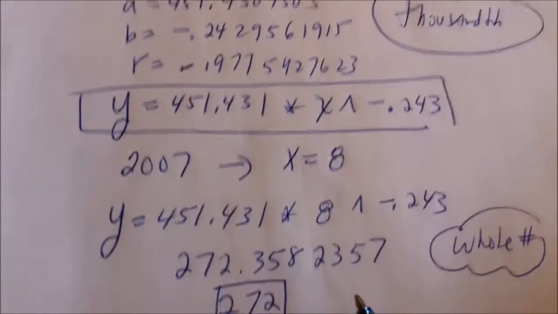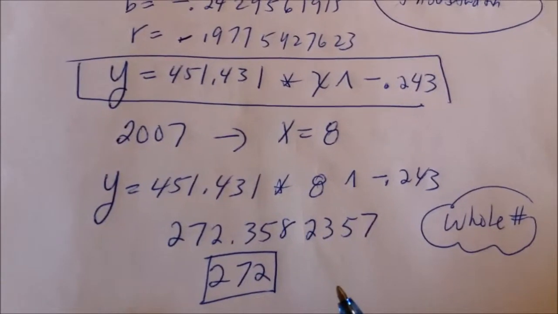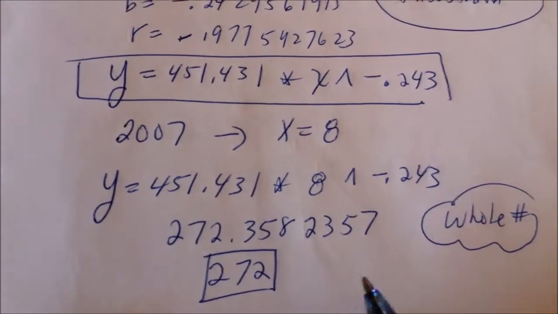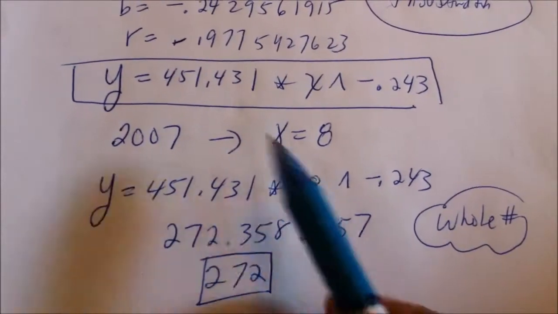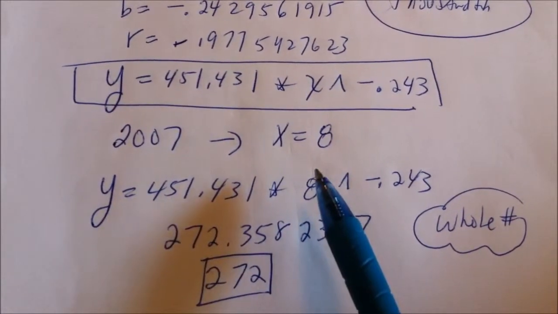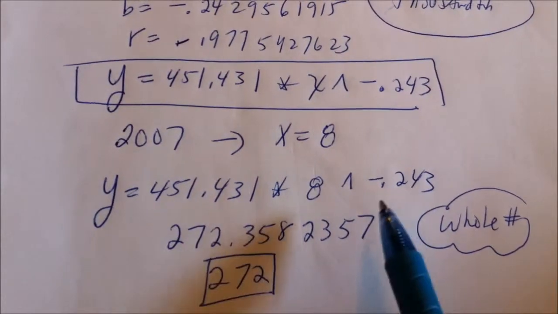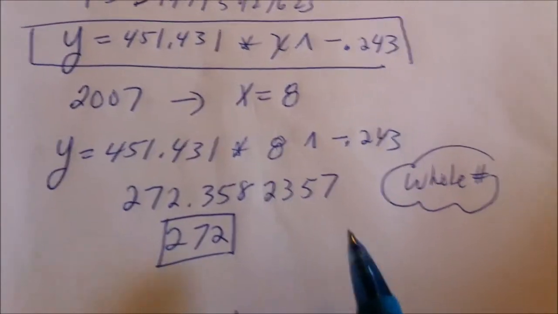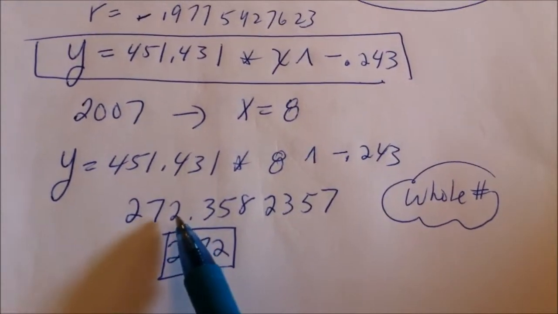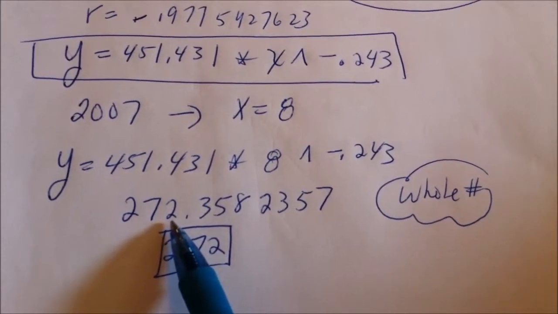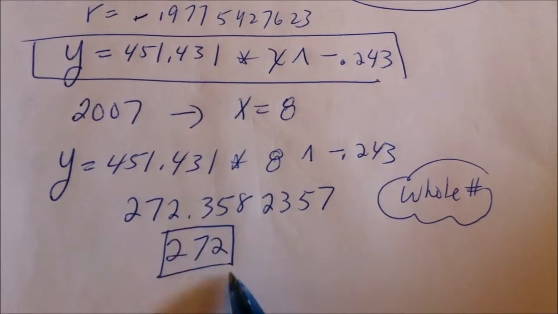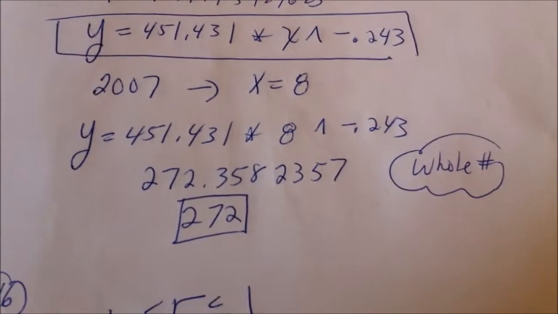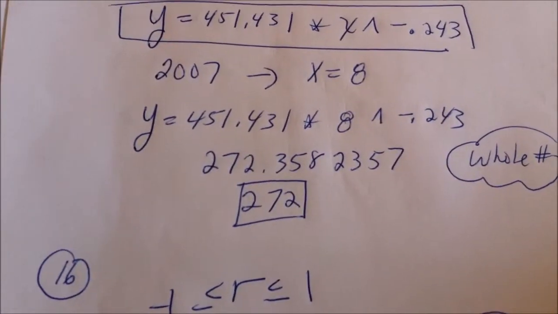Next, they ask me to actually use it. So they want to know how many new cases will be in 2007. Well, I can't put 2007 here because my data has been converted. So 2007 really means x is equal to 8. I show this. I type my calculator. They say to the nearest whole number. That's the nearest whole number, which is also the nearest integer in this case, because this is positive. And since that's not bigger than 5, I get 272 new cases.